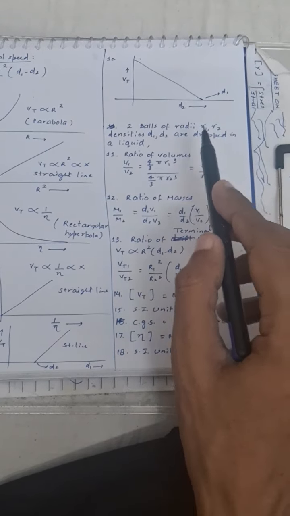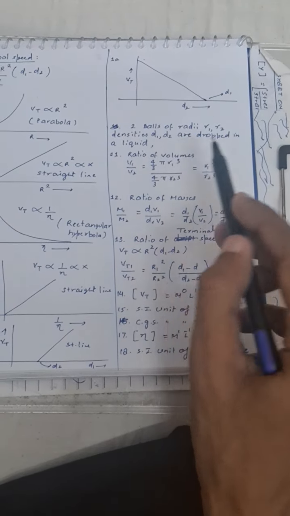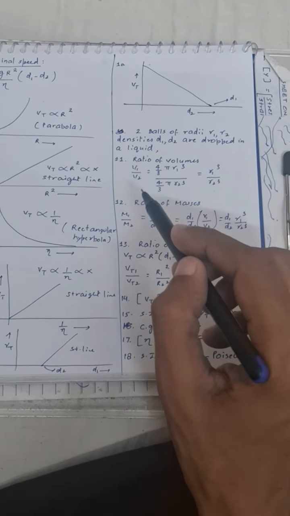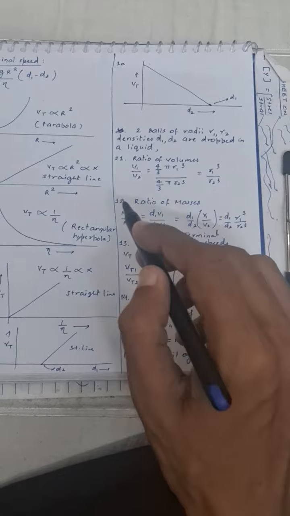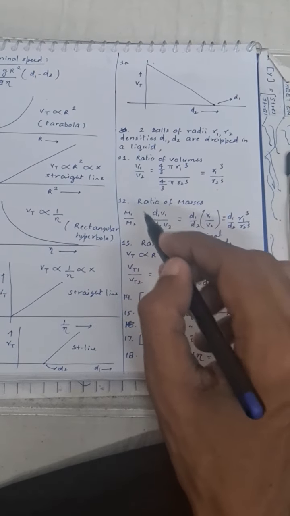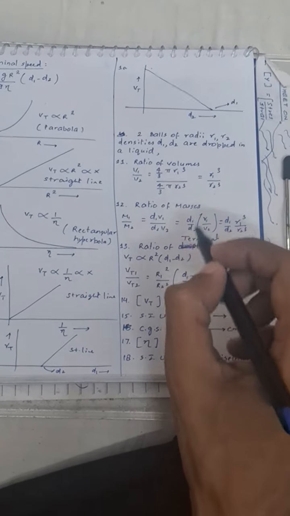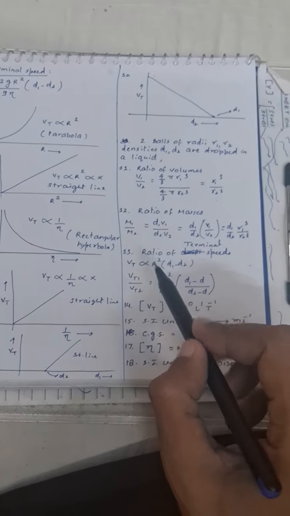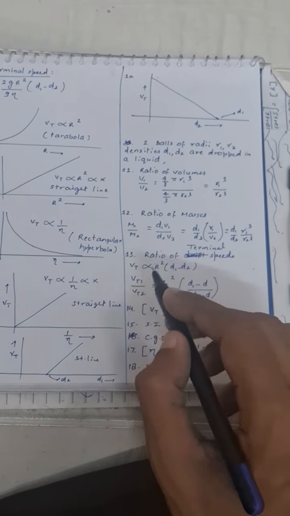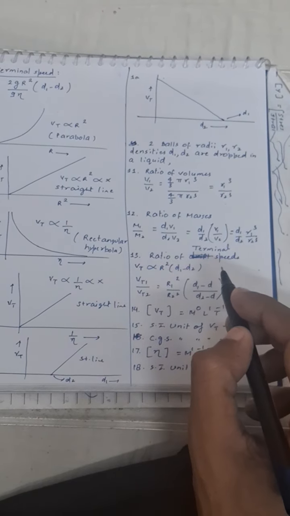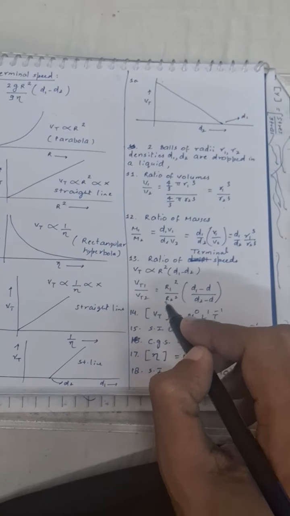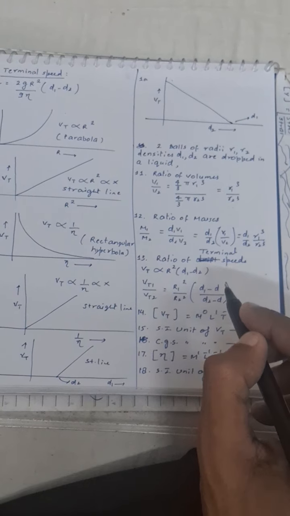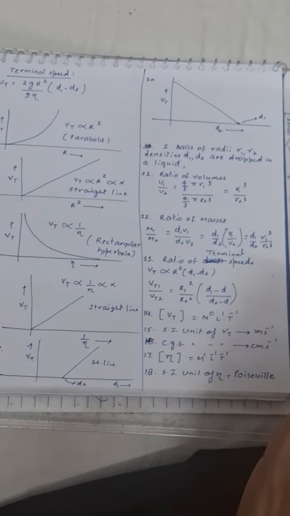Next, we have two balls with radii r1 and r2, densities d1 and d2, dropped in a liquid. The first question is the ratio of volumes, that is v1 by v2, which is r1 cube by r2 cube. Next is the ratio of the masses, which is d1 v1 by d2 v2. On solving, we have d1 by d2 into r1 cube by r2 cube. Next is the ratio of the terminal speeds. Terminal speed is proportional to r square into d1 minus d2. So the ratio of terminal speeds will be r1 square by r2 square into d1 minus d upon d2 minus d, where d is the density of the liquid.